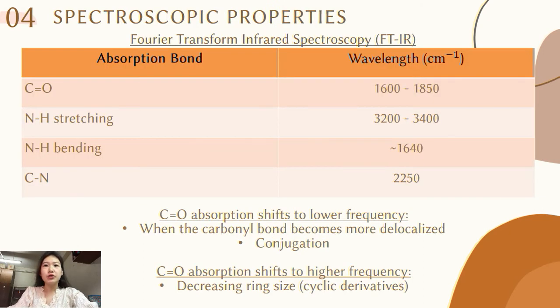In IR spectra, these are the absorption bands and their respective frequencies. These two are from primary and secondary amides. This is for the cyano group in nitrile. Factors affecting the shifting of frequency for C=O absorption. When the carbonyl pi bond becomes more delocalized, the C=O absorption shifts to a lower frequency. Conjugation also. For cyclic carboxylic acid derivatives, a smaller ring size shifts the C=O absorption to a higher frequency.